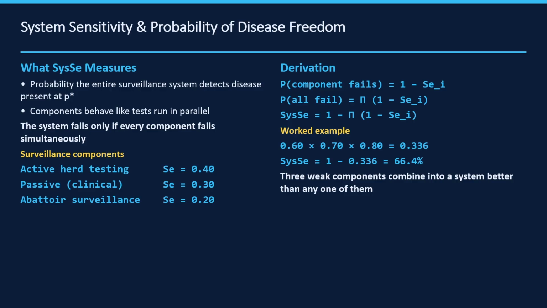Run the numbers with active testing at 0.4, passive at 0.3, and slaughter at 0.2. Failures: 0.6, 0.7, 0.8. Multiply: 0.336. System sensitivity is 1 minus that, 66.4%. Look what happened. 3 individually unimpressive components combine into a system that's substantially better than any of them. That's the argument for layered surveillance, and it's exactly why national programs don't rely on a single stream of data.